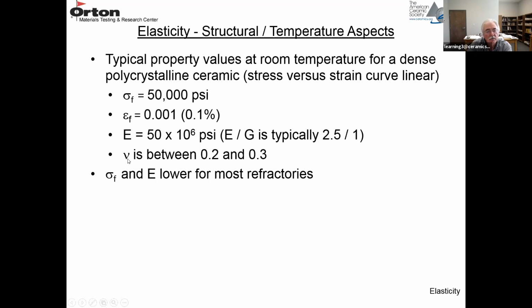Nu is Poisson's ratio. I mentioned that theoretically it goes from 0 to 0.5, but for most brittle materials, 0.2 to about 0.3 is a usual range. It may be a little lower than 0.2 sometimes, maybe 0.1. So this would be a higher performance polycrystalline ceramic. And if you look at a refractory with its heterogeneous microstructure and microcracks that are present, the strength and the elastic moduli are lower than these values.